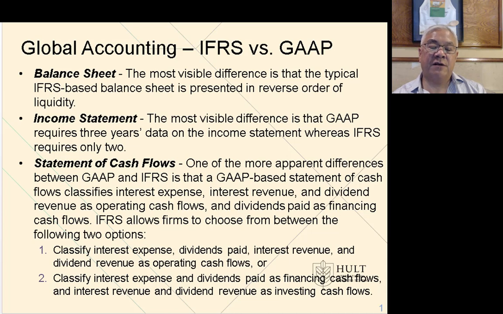The statement of cash flow is one of the biggest differences. In GAAP, we show interest expense and revenue in operating activities as part of net income, whereas IFRS allows companies to choose between 2 ways of showing interest. One is part of operating, and the other is part of investing, right? You can see that there's a theoretical justification for both. So this is by illustration to show that there are fundamental differences between IFRS and GAAP.